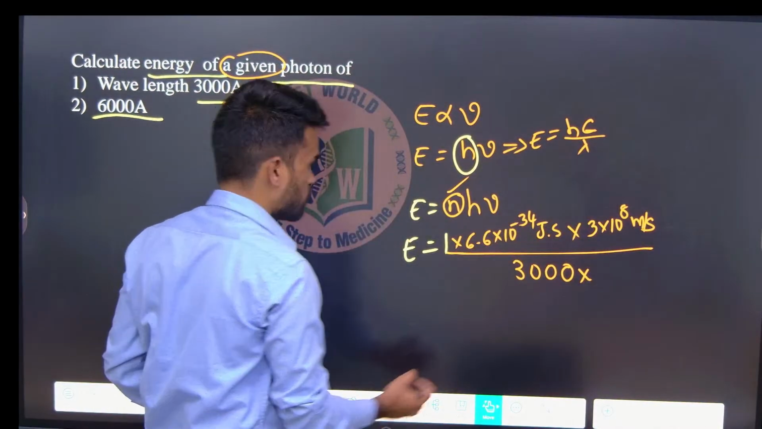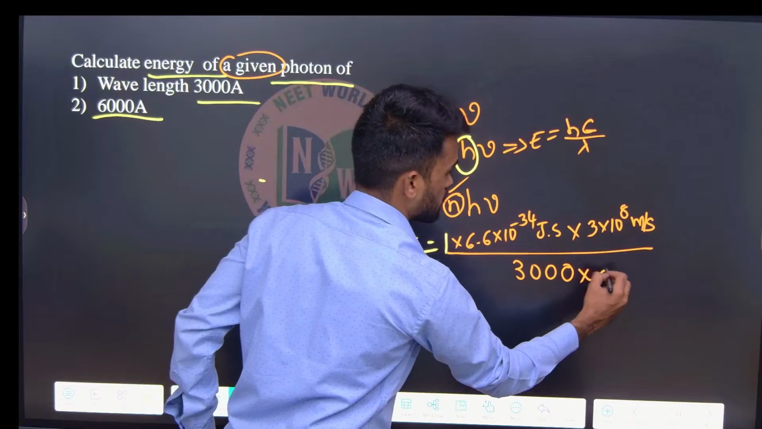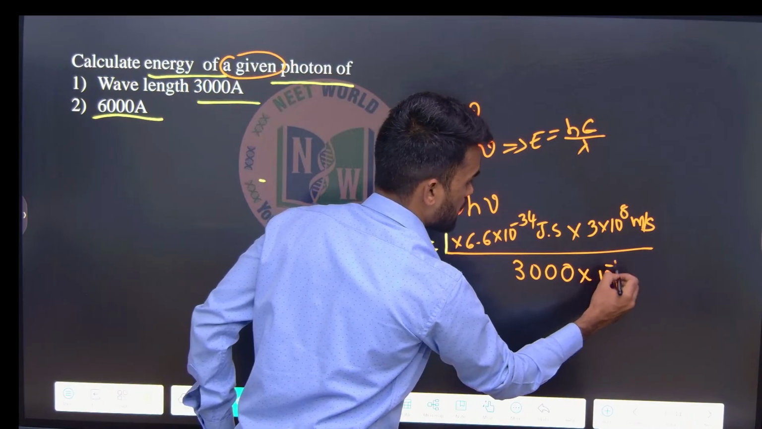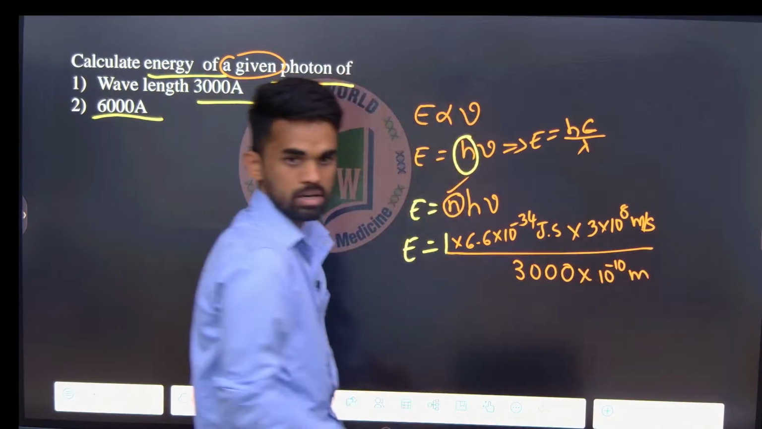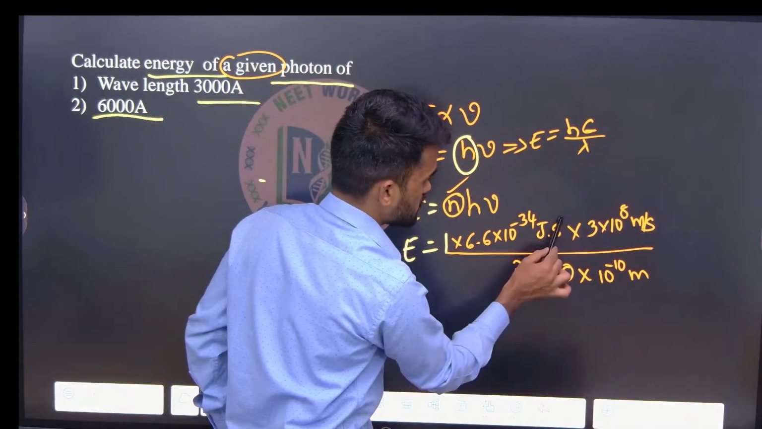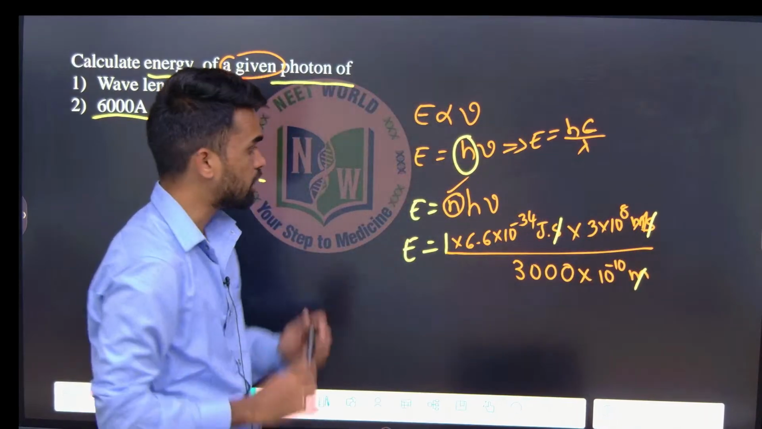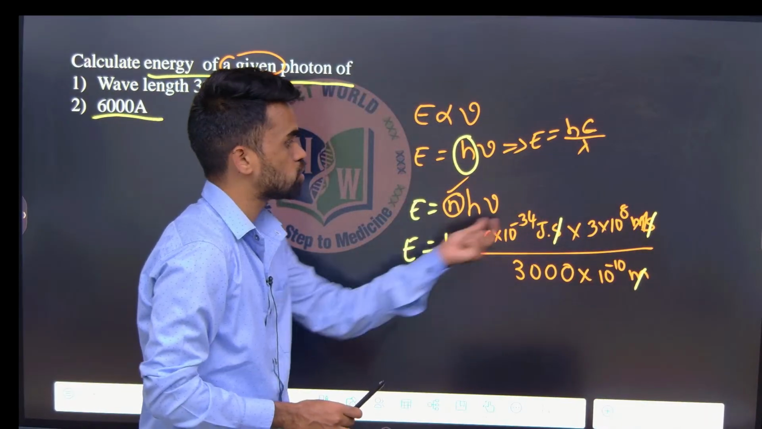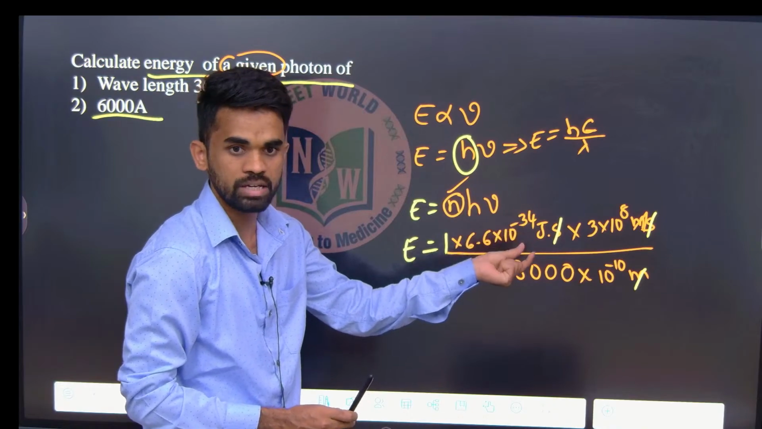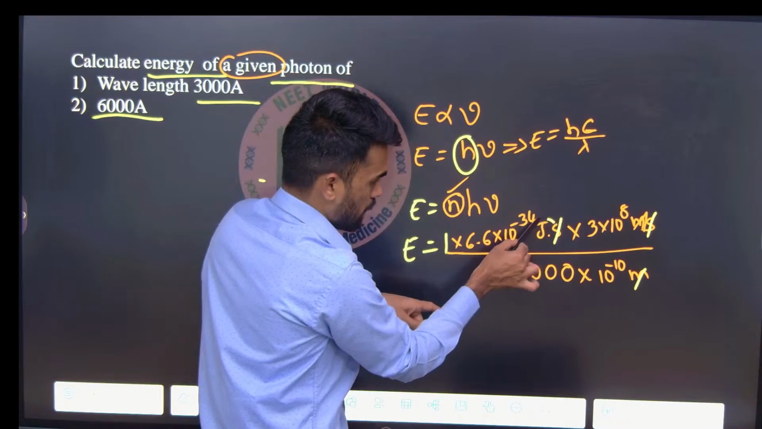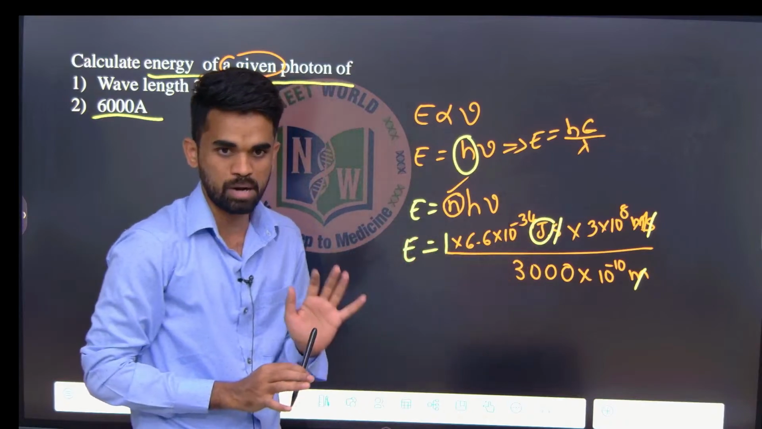They have mentioned meters here now, so we need to convert this angstrom into meters. 1 angstrom is how many meters? 10 power minus 10 meters. So here if you observe, second inverse, meter. Is this clear? Now the answer for energy should be in joules or calories or ergs. We are only having joules, so we are doing it properly.